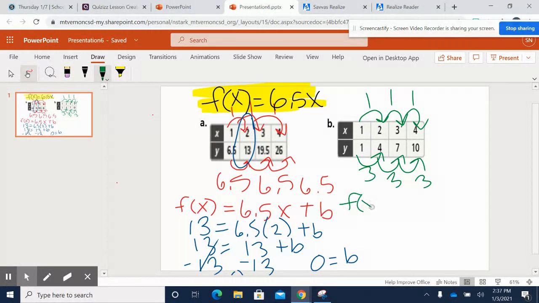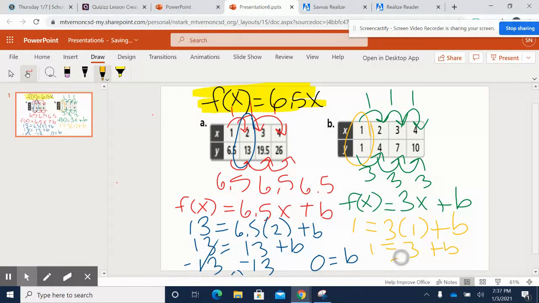So f of x is equal to the slope times x plus the y-intercept, which we don't know, right? So now I'm going to choose an ordered pair. Let's use 1, 1. Simple enough. So when I do that, my y is 1 and my x is also 1. Okay, so 1 is equal to 3 plus b. I take away 3 from each side, and I'm left with -2 is equal to b. So -2 is equal to b.